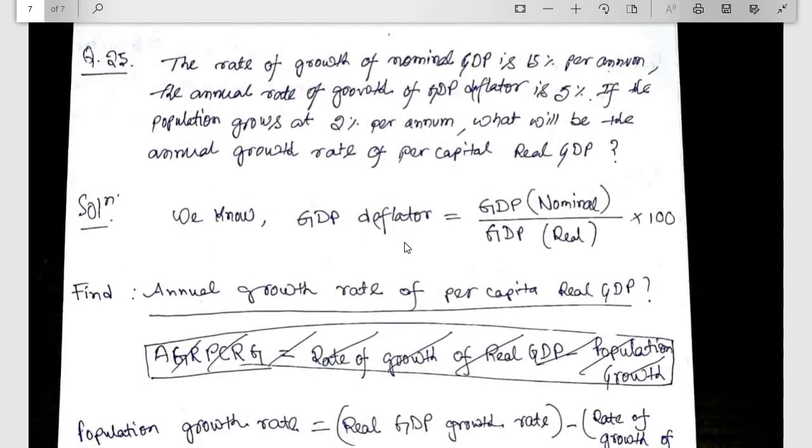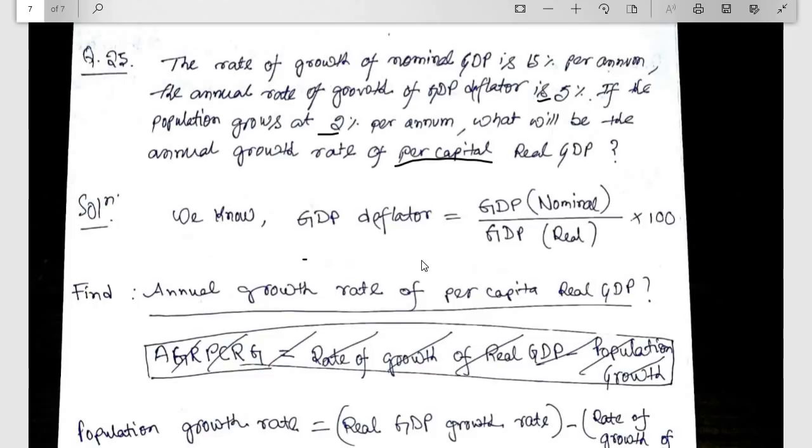Now let's look at question number 25. This is the last question that I will be discussing, and many people have requested me to explain this question. This question is kind of very confusing. The question is, the rate of growth of nominal GDP is 15% per annum, and the annual rate of growth of GDP deflator is 5%. If the population grows at 2% per annum, what will be the annual growth rate of per capita real GDP? The stress is on per capita.